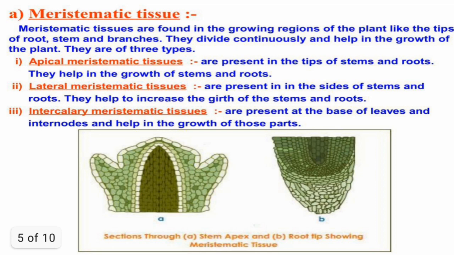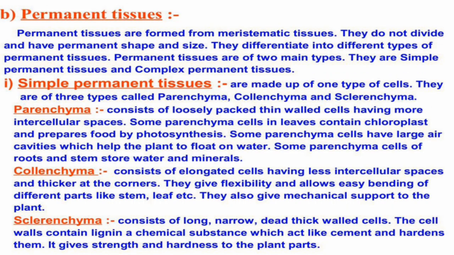Intercalary meristematic tissues, they are present at the base of the leaves and internodes and help in the growth of the plants. That's it. Next, we come to the simple permanent tissue and the complex permanent tissues.